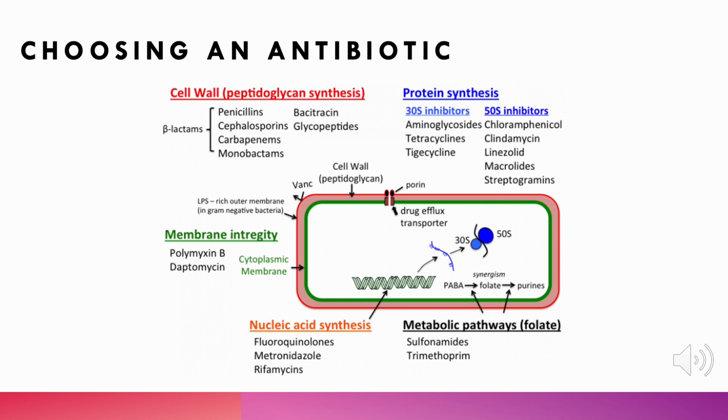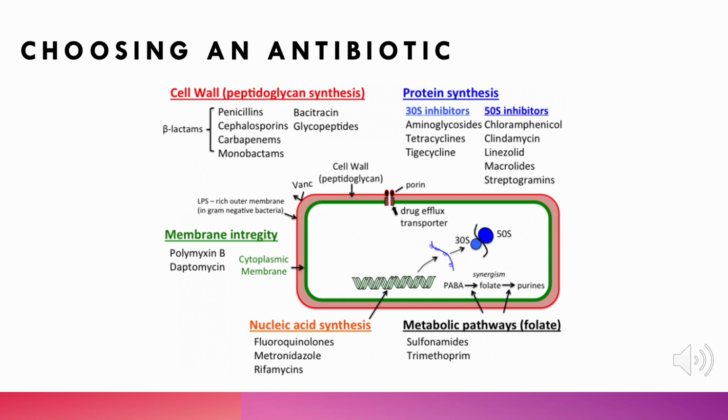You've got antibiotics that attack the cell wall, so that's the beta-lactams such as penicillins and cephalosporins. You've got ones that primarily focus on protein synthesis within the bacteria, so they target the protein synthesis and help to destroy the bacteria that way. So that's the tetracyclines, clindamycin, chloramphenicol, that sort of thing.